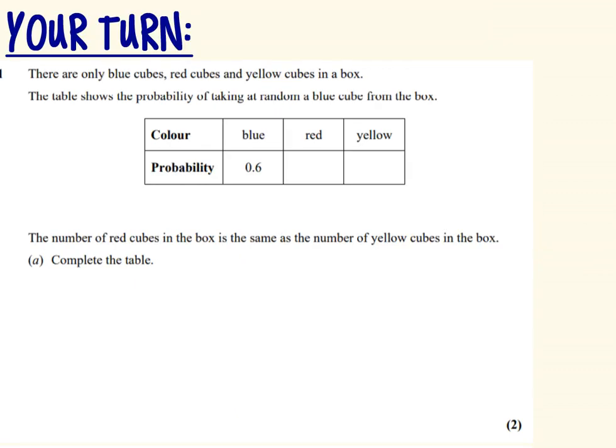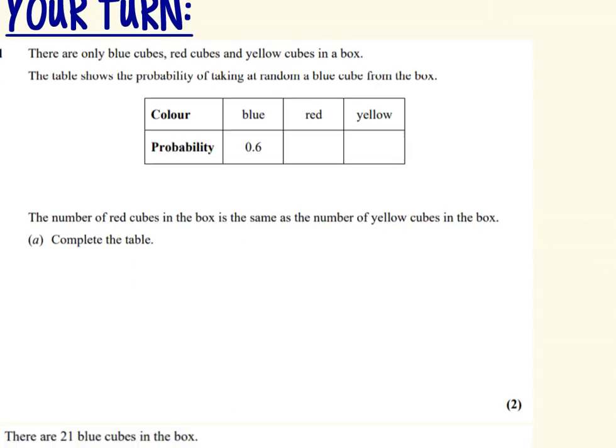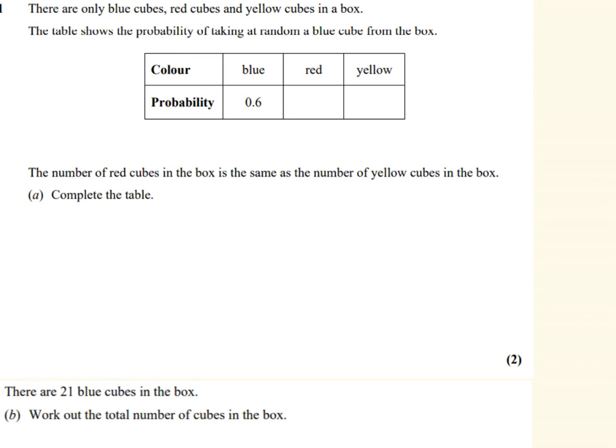Here's just a different version of the same question. You've got a table and then a follow-up question there, part B, about working out the number of blue cubes. If you want to pause the video here, have a go at that on some paper, and then unpause when you're ready to see the answers.